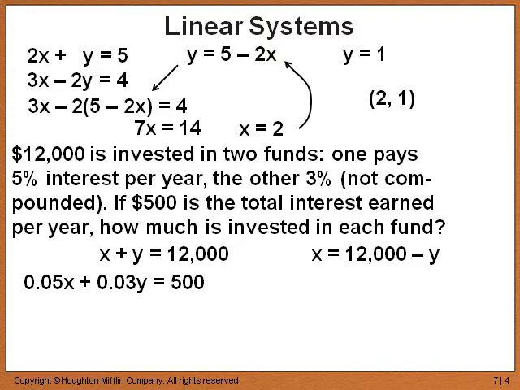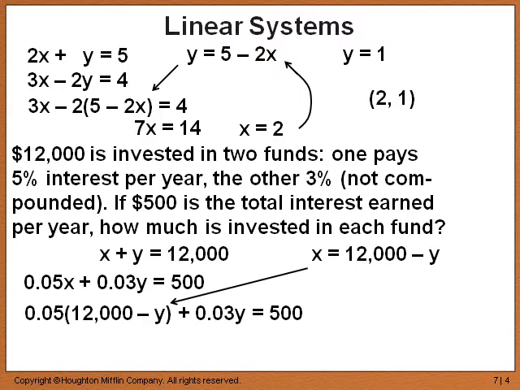All right, so we start with our simpler equation, x plus y equals 12,000. It's easy to get either variable by itself. So we can get x by itself, x equals 12,000 minus y. Then we substitute that into the other equation.